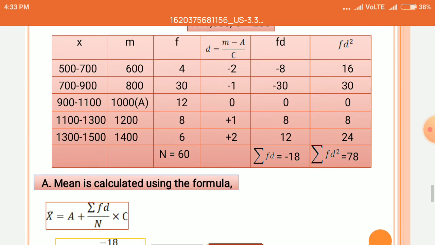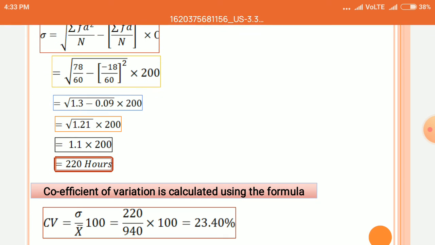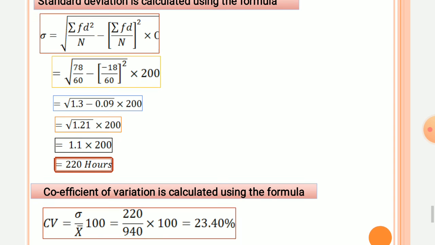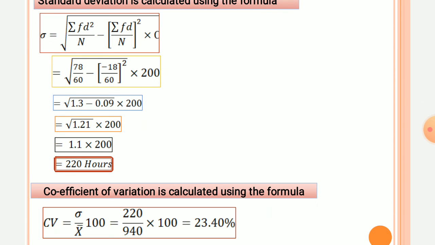Therefore the coefficient of variation of company A is less than the coefficient of variation of company B. Therefore company A is more consistent because its CV is less than that of company B. So if consistency is the criterion, company A is preferred.